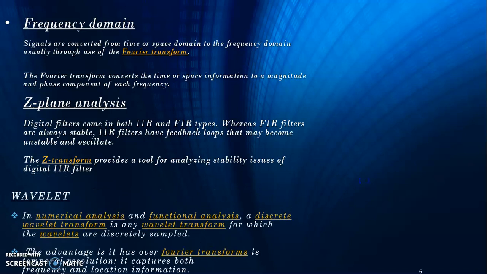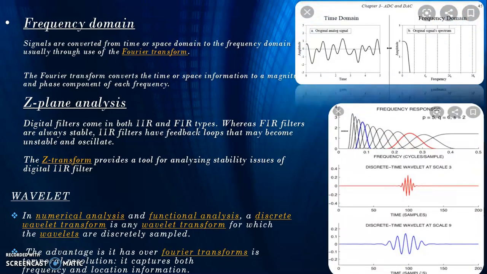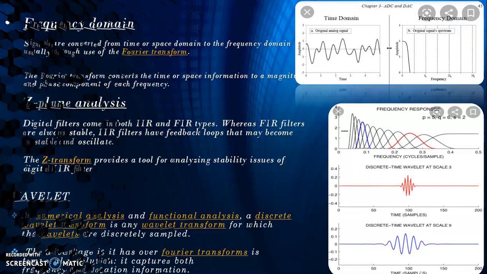Wavelet. In numerical analysis and functional analysis, a discrete wavelet transform is any wavelet transform for which the wavelets are discretely sampled. The advantage it has over Fourier transforms is temporal resolution. It captures both frequency and location information. And there are some images of it.